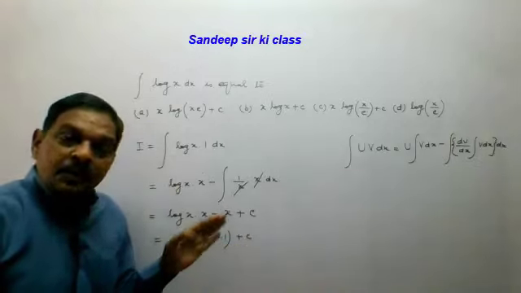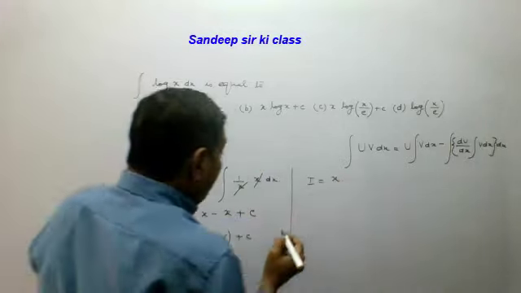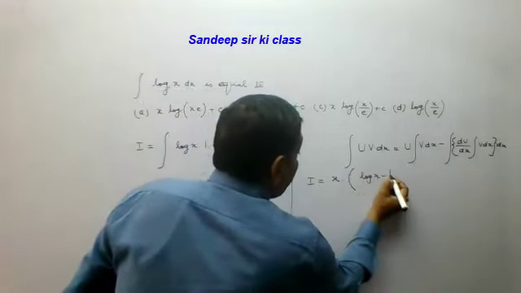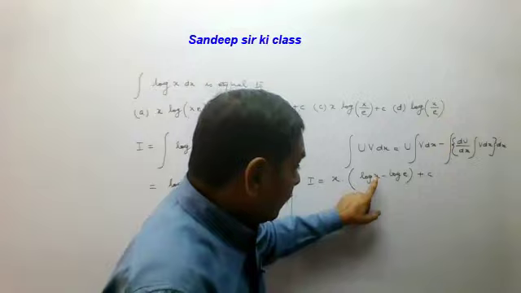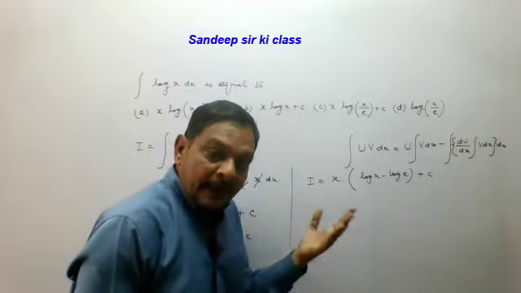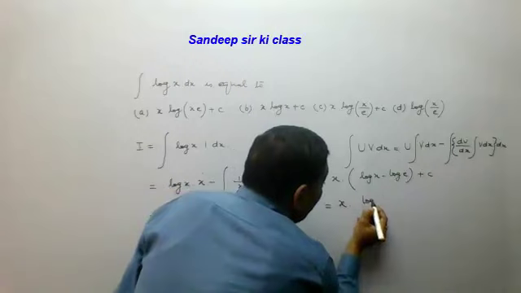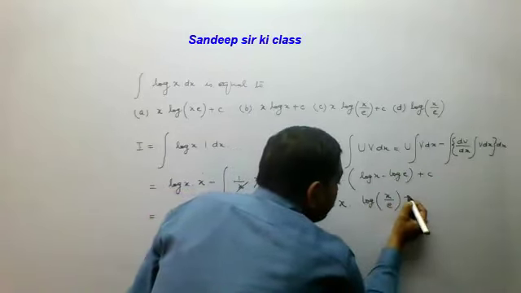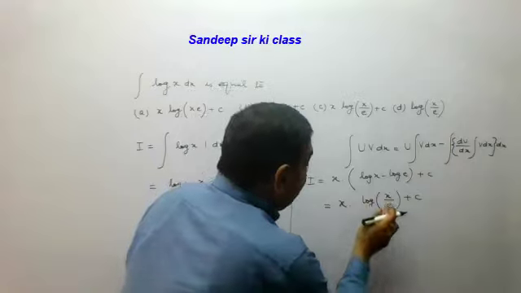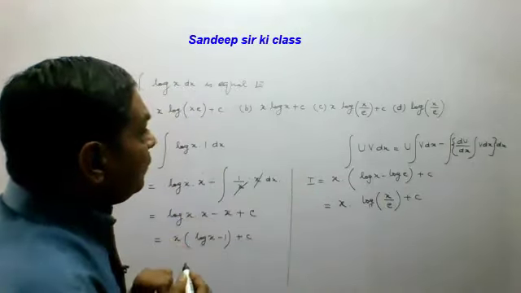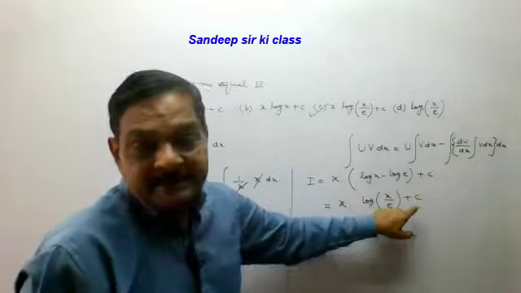1 I know can be written as log e to the base e. So this becomes x into the bracket log x minus log e, plus c. The base I am not writing, and I know that log m minus log n is log m upon n. So using the rule of logarithm, I can write x into log of x upon e. If I am not writing the base, it is assumed as e. So this will be our final value of I. So here option C is the correct option: x log of x upon e plus c.